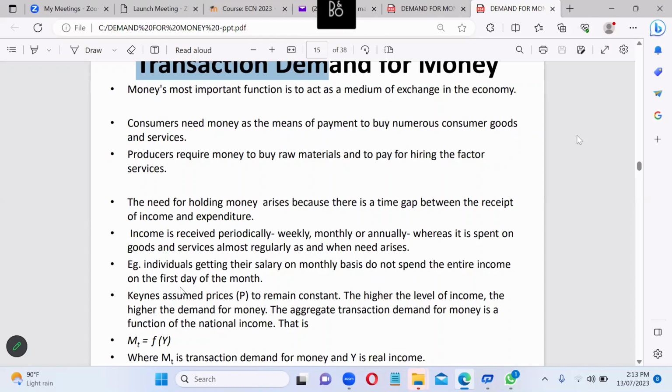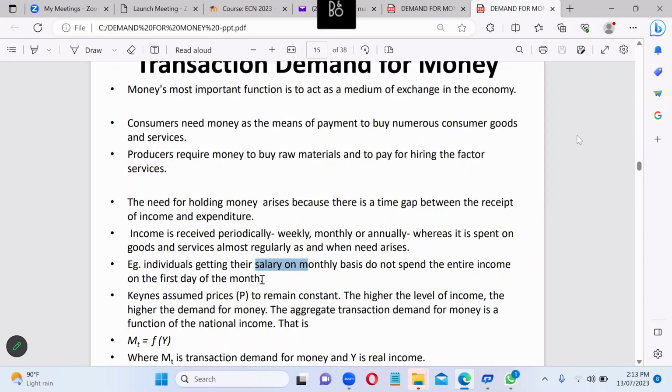Individuals get money through their salary on a monthly basis. Mostly in Sri Lanka, we get the salary on a monthly basis, and we spend the entire income on the first day of the month. Once we get the salary, we purchase everything with that salary. At your houses, this is the normal process.